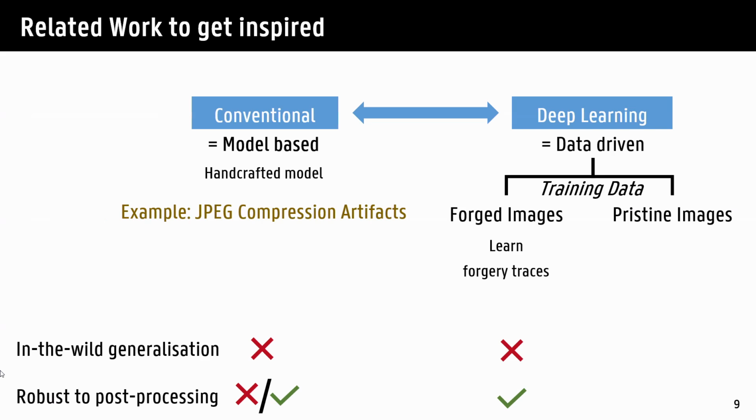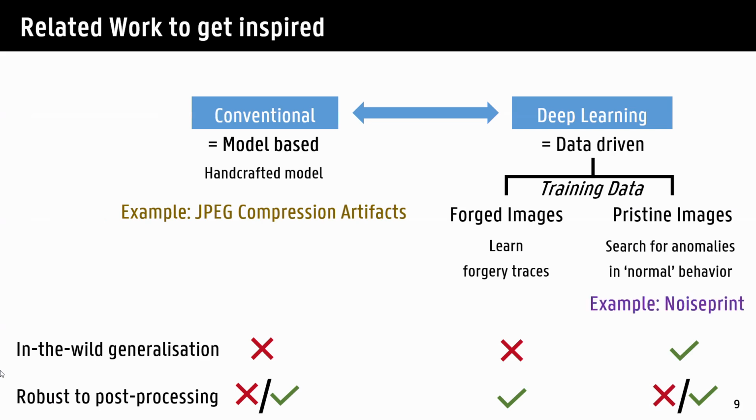although the results have shown that they can be quite robust to post-processing. On the other hand, we have the pristine images, and there we will basically model some normal behavior, and we're looking for some anomalies in that normal behavior to detect forgeries. And the thing here is that these generalize often better to forgeries because we are not dependent on those that are seen in the training data, but the robustness to post-processing can still be improved.